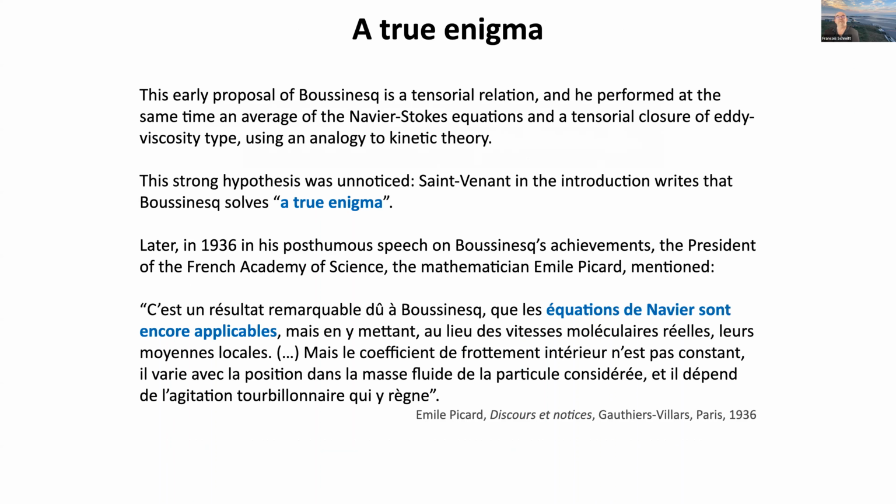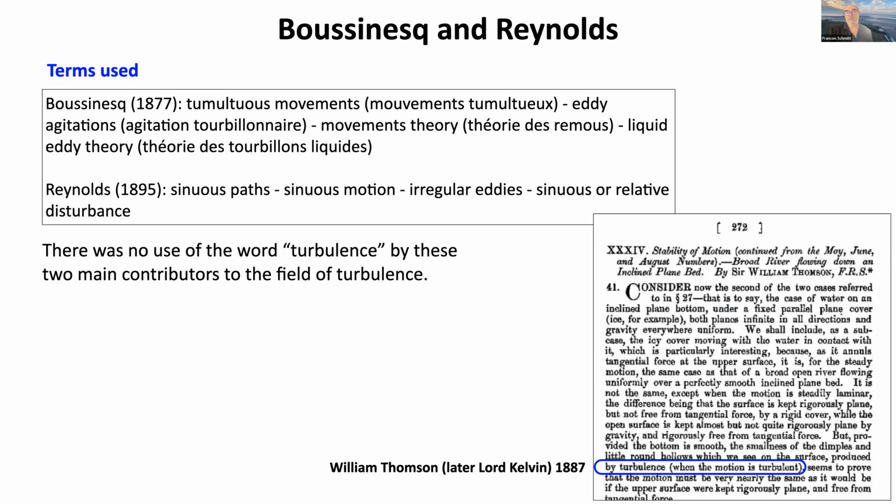It was even mentioned in a posthumous speech after the death of Boussinesq. The president of the Academy of Science, a mathematician, Émile Picard, made a speech, and he said, okay, since Boussinesq, we know that we can average the Navier equation, but we need to have a variable coefficient. So until the 30s, in fact, people thought that Boussinesq's approach was exact.